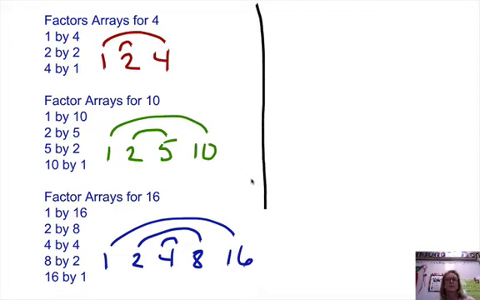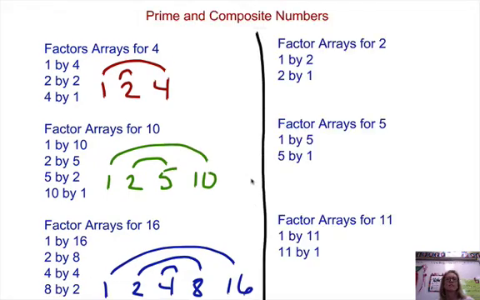So if we just draw a line here and create the next set, how about factor arrays for 2, 5, and 11? Right away you should notice that there are only 2 different arrangements, either 1 row or 1 column, which means that there are only 2 factors in each case.